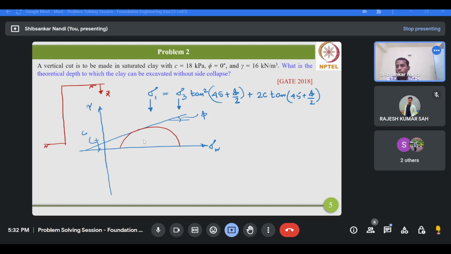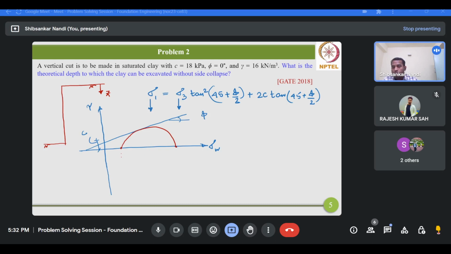and after plotting the Mohr circles you have to draw a best-fit tangent, which will be tangent to all these Mohr circles. Suppose I am considering another Mohr circle, then another Mohr circle, so a common tangent you have to draw. Now suppose I am drawing one of such Mohr circles. So now please concentrate on these 2 points.